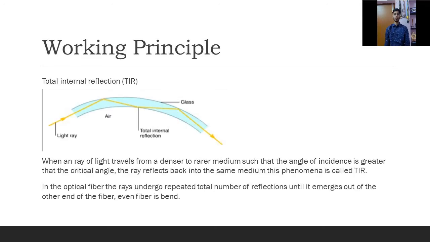So coming to the working principle, it works on the basic principle of TIR, total internal reflection. When a ray of light travels from a denser to rarer medium such that the angle of incidence is greater than the critical angle, the ray reflects back into the same medium. This phenomenon is called TIR, which is total internal reflection. In the optical fiber, the rays undergo repeated total internal reflections until they emerge out of the other end of the fiber, even when the fiber is bent.